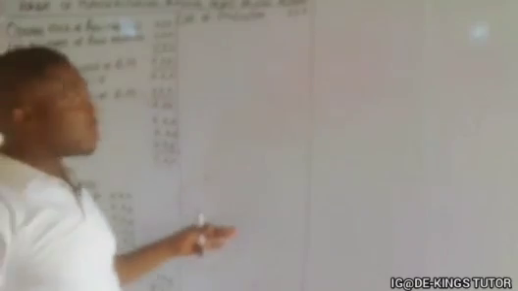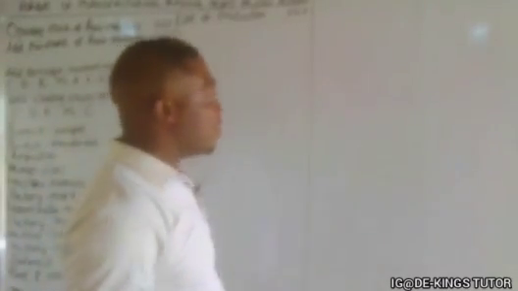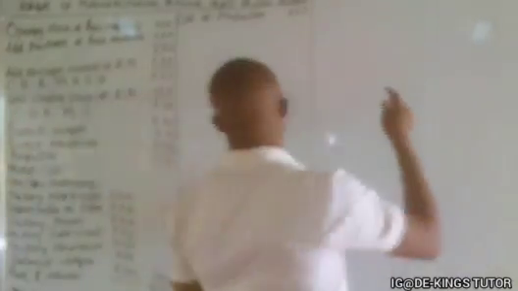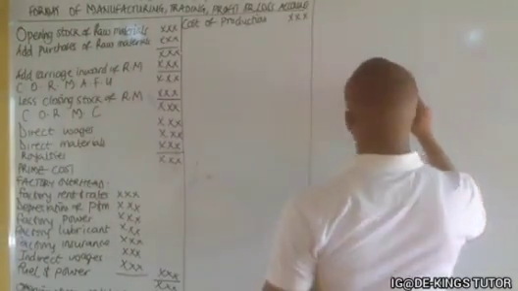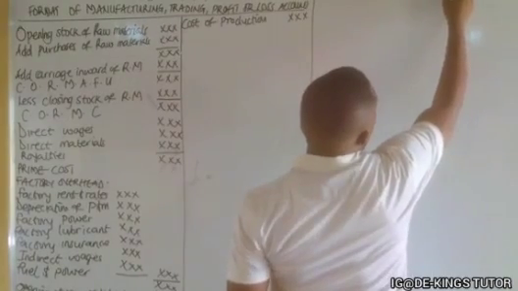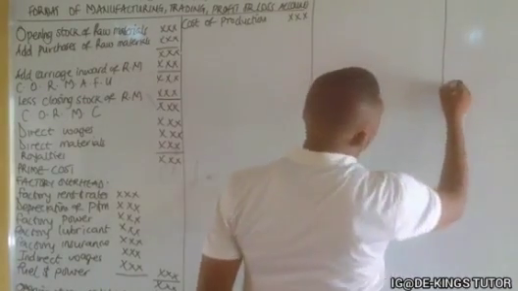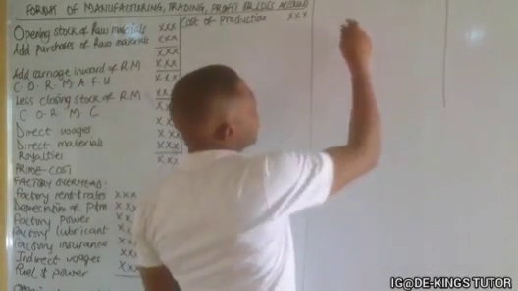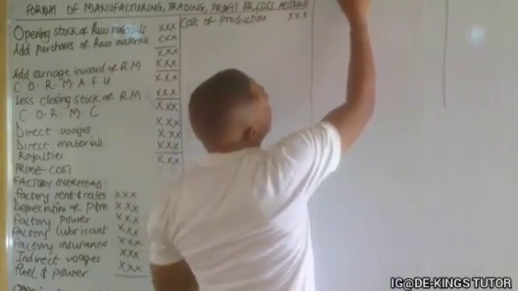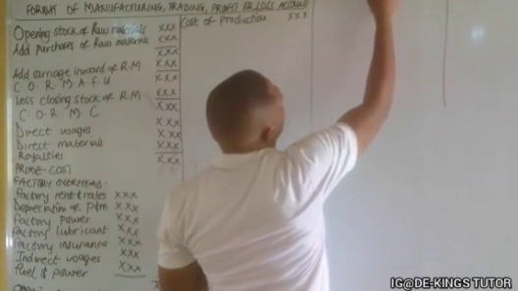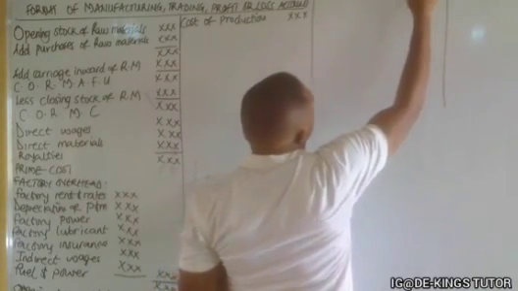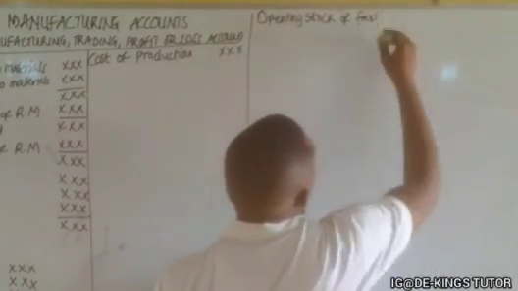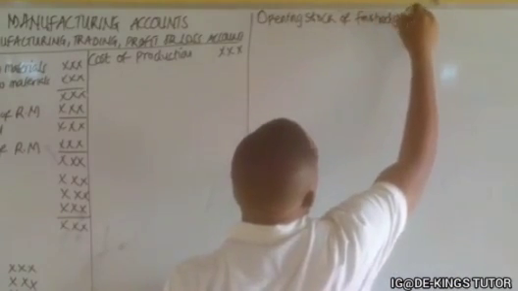Now, the continuation is the trading profit or loss account that is added to it. So look at how, if there is space under, we can continue. Look at how it will be the same way we prepare our trading profit or loss account. Okay? So we'll now start with opening stock of finished goods.